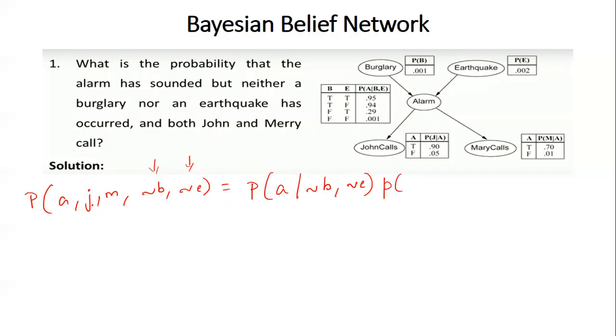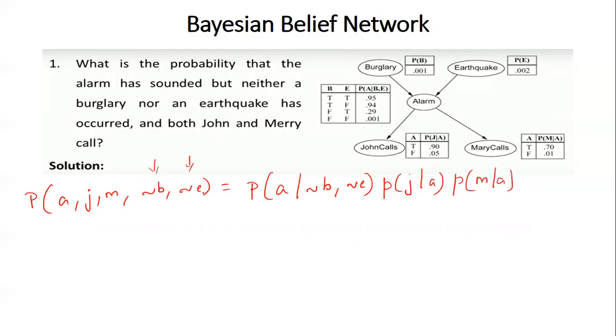So the next is the probability of John calling, which actually depends on the alarm. In the question, it is given that the alarm has made a sound. So what is the probability that John calls given there is an alarm? That is for J. For M, what is the probability that Mary calls given there is an alarm?